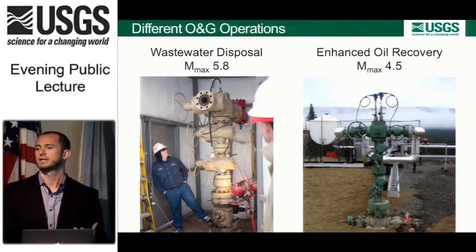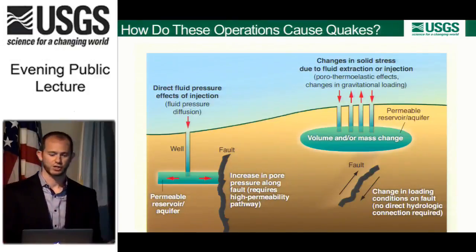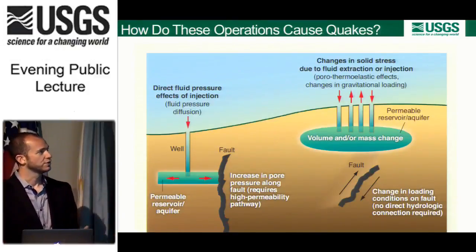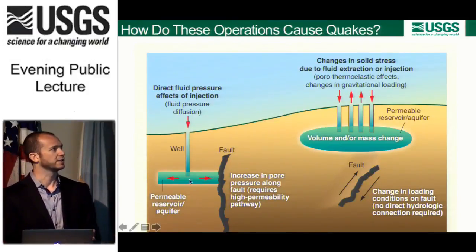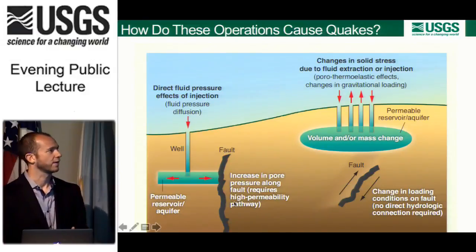So how is it that these 4 different processes cause earthquakes? 3 are injection and 1 is extraction. So these are the 2 different ways that earthquakes can be caused. And I'll really focus on this one here, and we'll go through an animation to look at this second one.